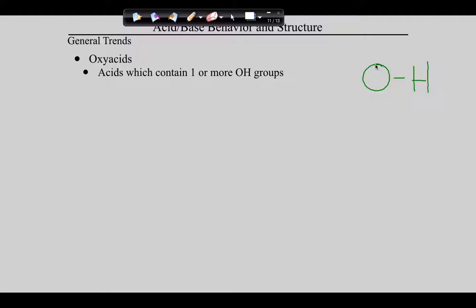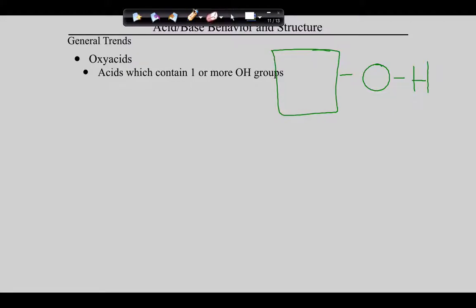So how can that be? Well, guys, the answer is what's bonded over here. Because the stuff that's bonded on the other side of the oxygen can actually change the polarity of the bond. And that's what we're going to talk about. You ready? It goes like this.